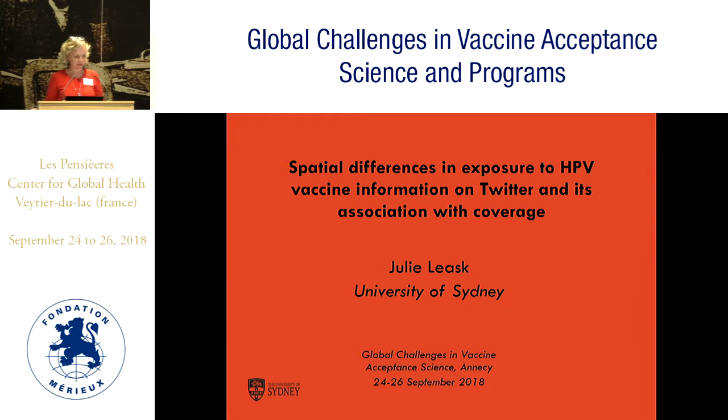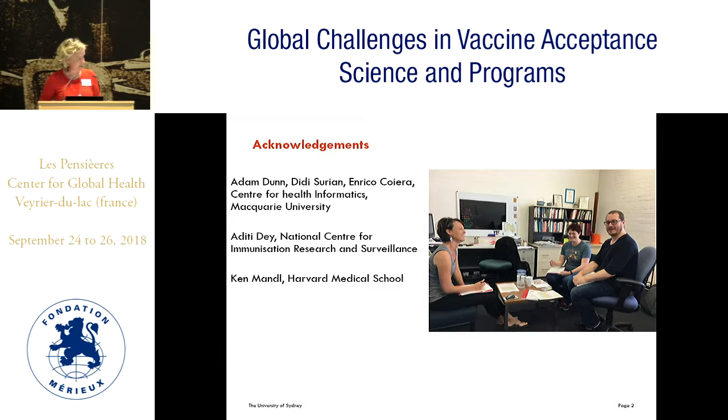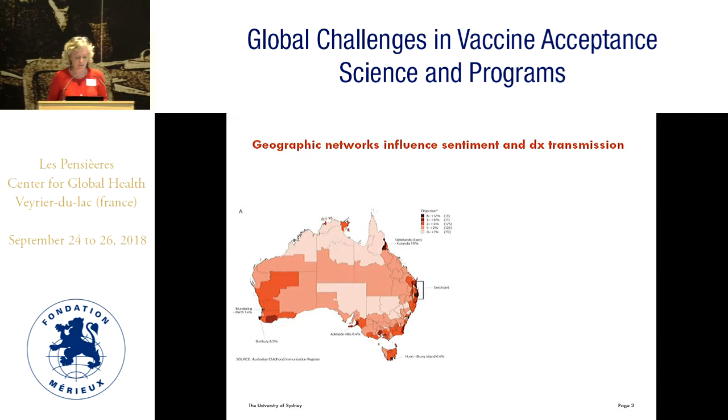Visuals in this one, and I'm going to try to simplify the explanation of the methods. I'm talking about network science here, and about a project that's largely been led by my colleague Adam Dunn. He's an academic computational scientist at Macquarie University. He's pictured on the right with another couple of colleagues, Kerry Wiley and Marika Steffens. So I particularly want to acknowledge Adam here and Didi Surian as well.